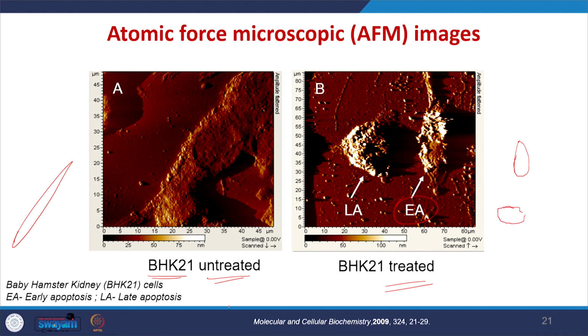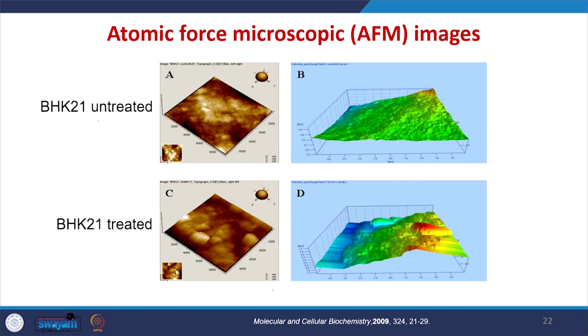And by using the AFM, we can also measure the surface roughness. You can see here the untreated one, the cell is intact, so the surface is smooth. Once the cells undergo cell death, that is called apoptosis, the cell membrane is shrinking or blebbing. So, due to that, you can see that the surface roughness is increased. We can use the AFM to measure the surface roughness also.